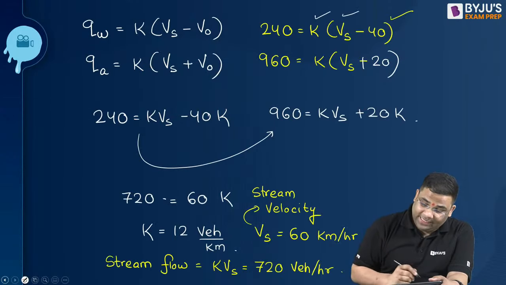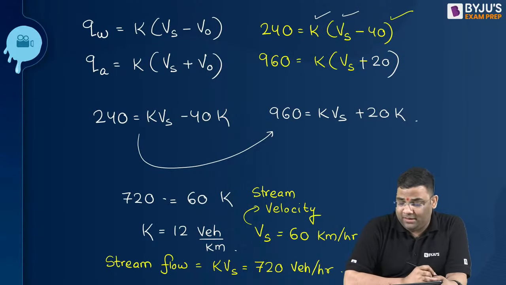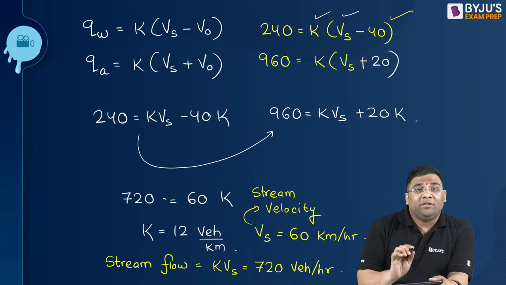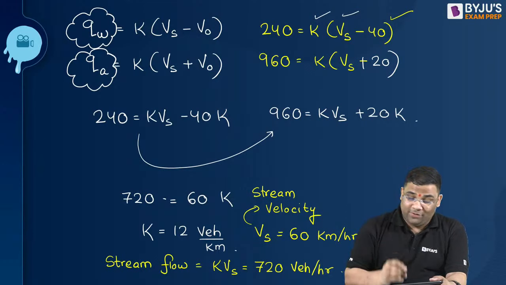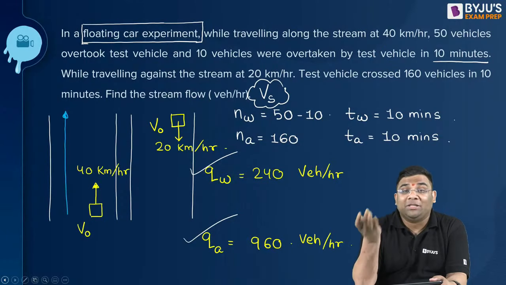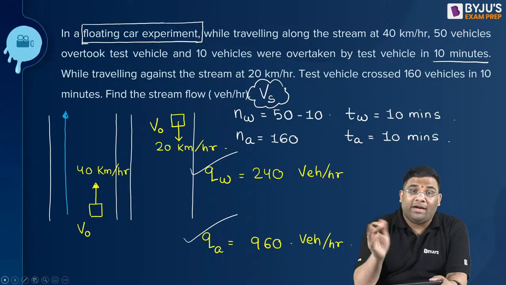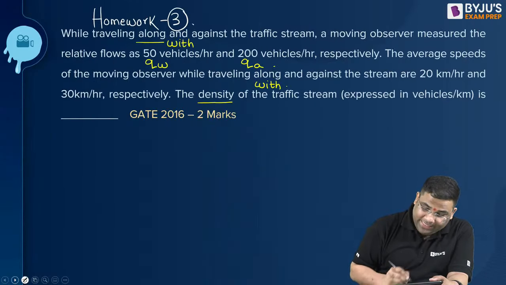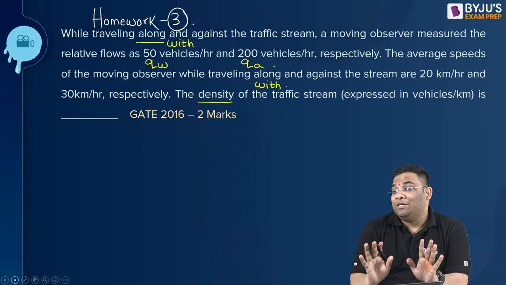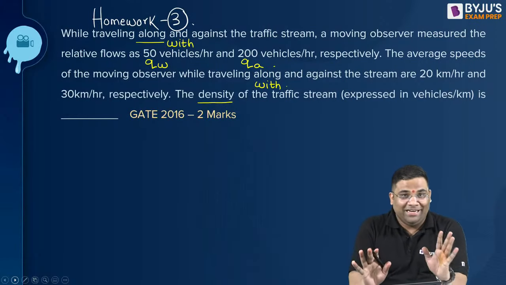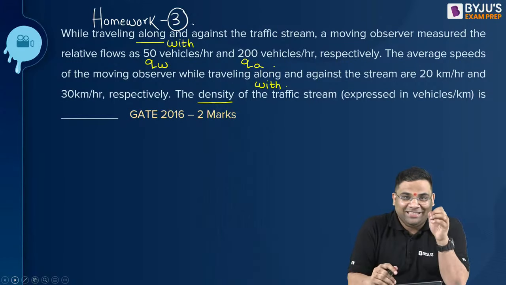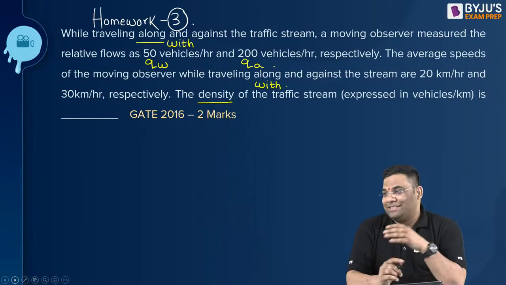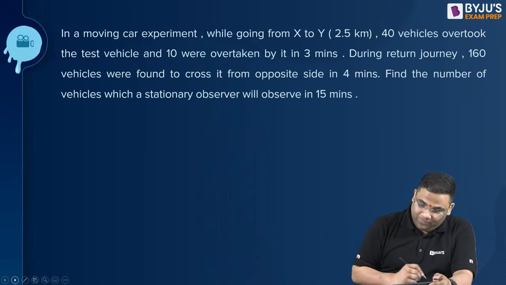So now I can say that here, ladies and gentlemen, in the previous question, this QW and QA were not given, right? We had to use this data from the floating car experiment to find them out. But here it is directly given. So I can say I have solved a question which was tougher than GATE. Yes, one step ahead of GATE. Now let us see another question.